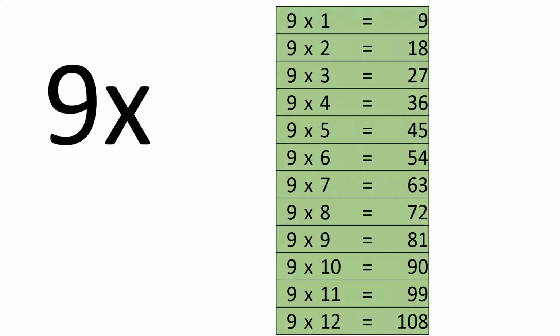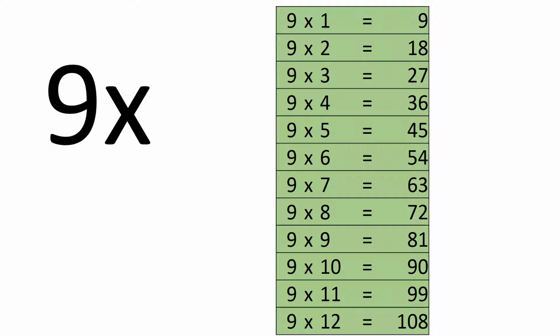Now for our number 9s. Number 9s have an easy cheat if you use all of your fingers. Now I can't do that here on this audio file, but you can do it when you're practicing out loud during the day. 9 times 1 is 9. 9 times 2 is 18. 9 times 3 is 27.